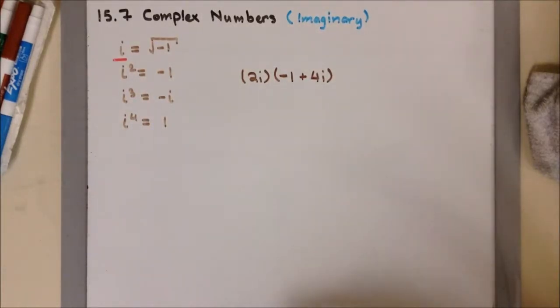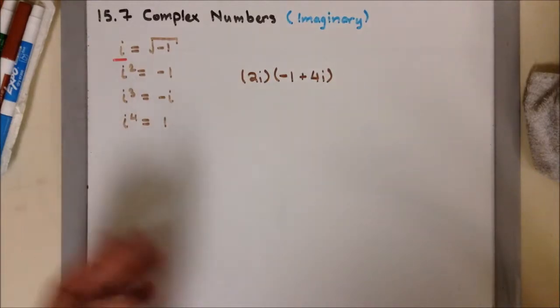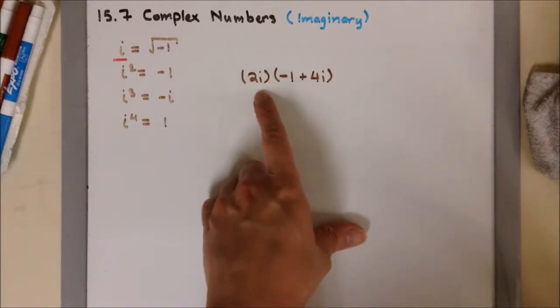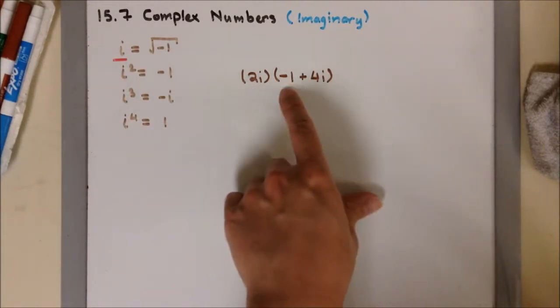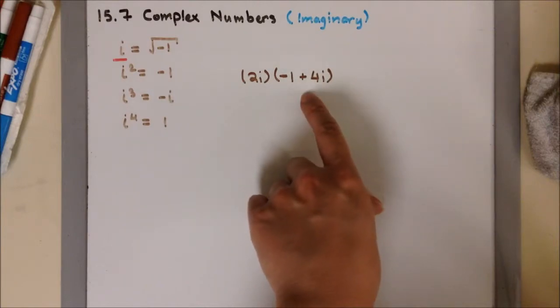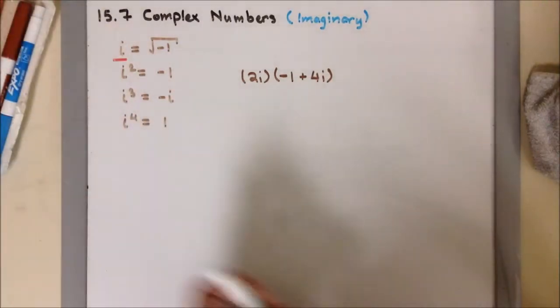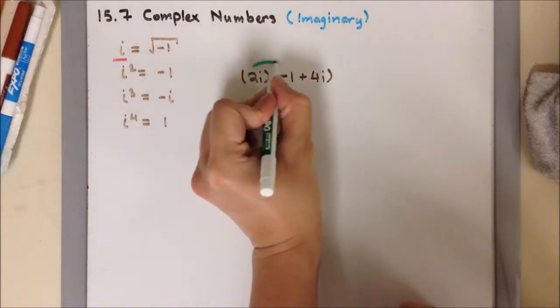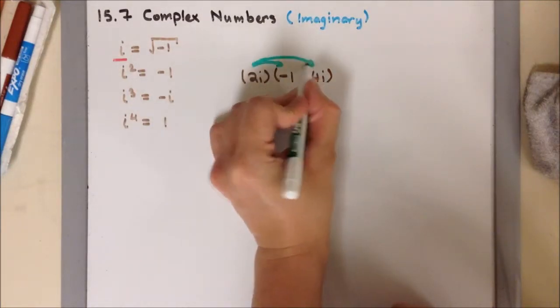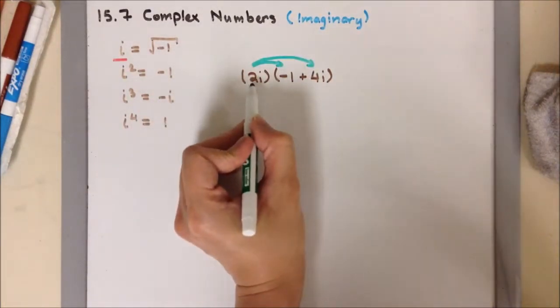In this part, now we're going to be working with multiplication of complex numbers. So let's take a look at our first example. We have 2i multiplying to -1 and the positive 4i. So basically you're distributing the 2i to everything that's inside the second set. So let's work it out.